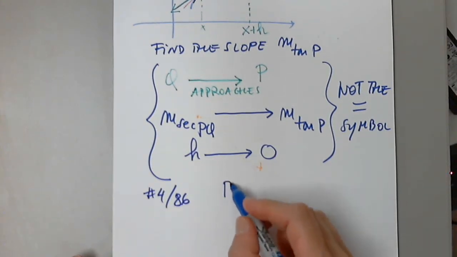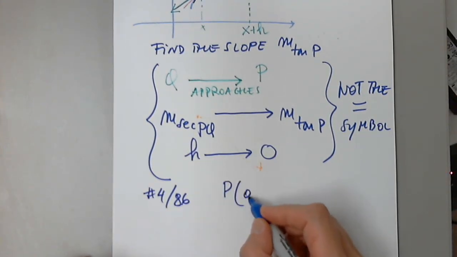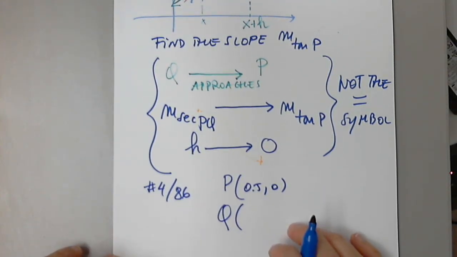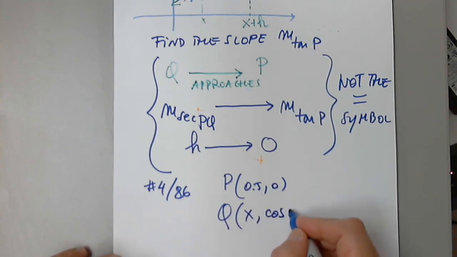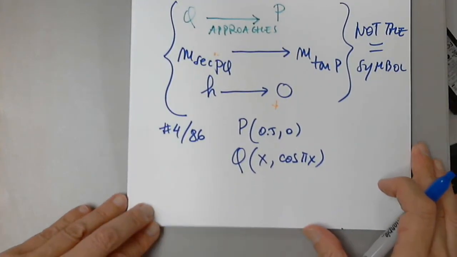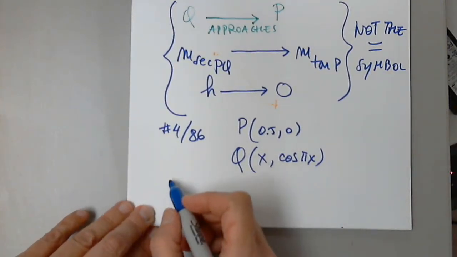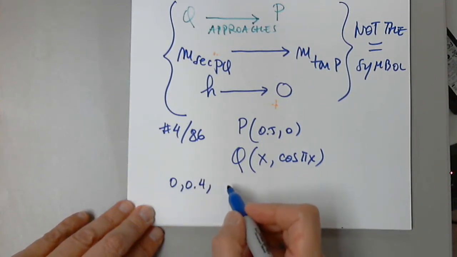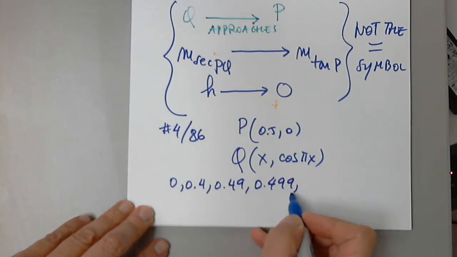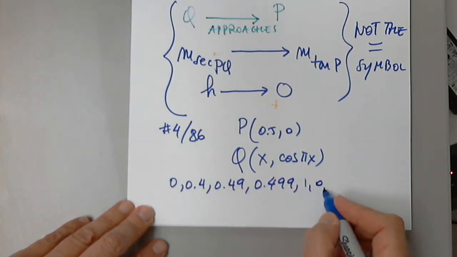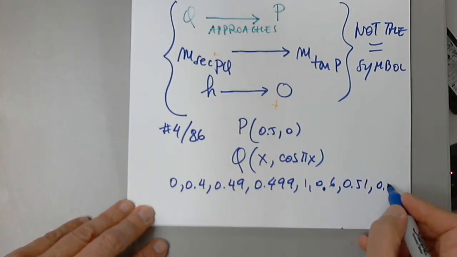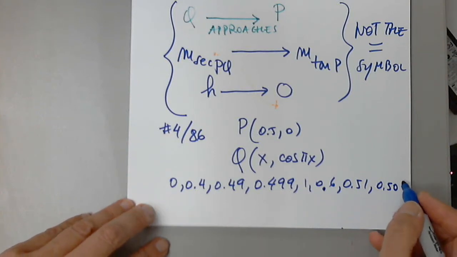I'm going to copy P, 0.5, comma 0. Q is x comma cosine pi x. And I am going to copy the values they want so I can put the book aside. So 0, 0.4, 0.49, 0.499, 1, 0.6, 0.51, and 0.501, I think. Yes, it is.